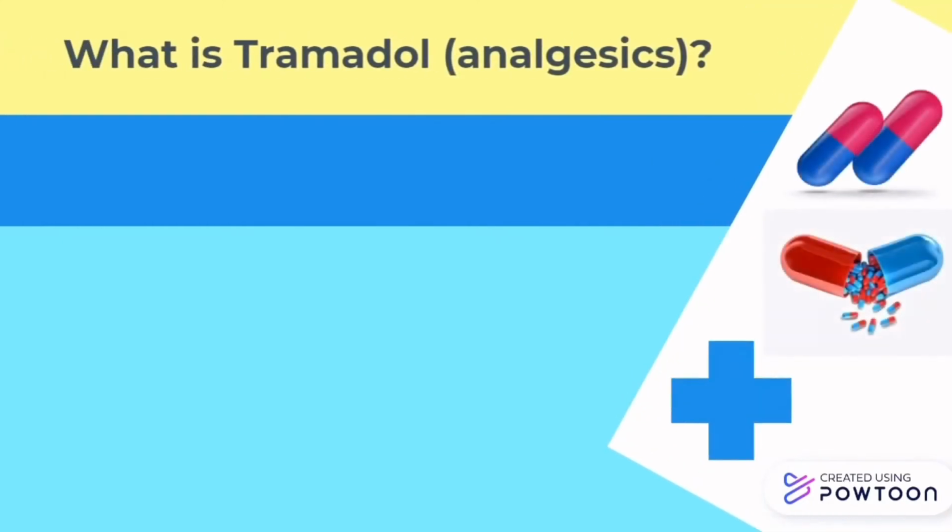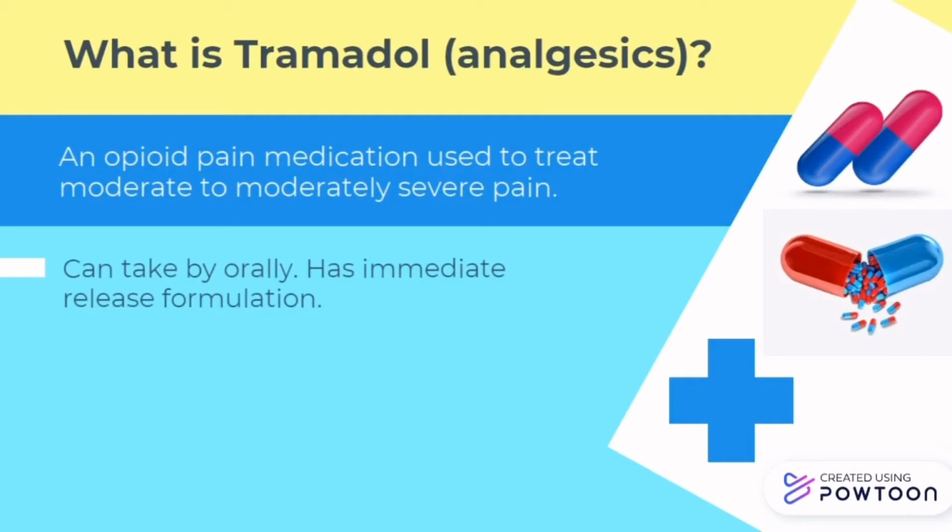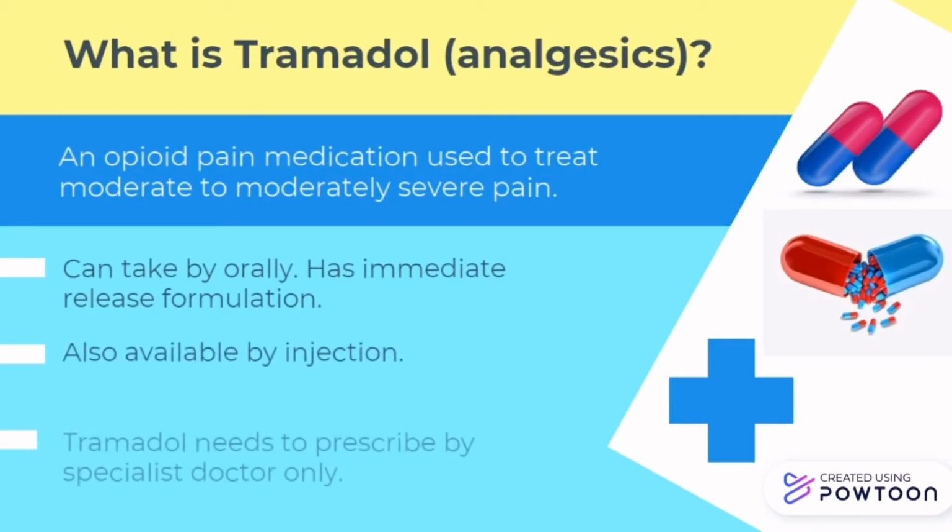So, what is Tramadol actually? Tramadol, which is an analgesic drug, is an opioid pain medication which is used to treat moderate to moderately severe pain. It can be taken orally and has an immediate release formulation. It is also available by injection and needs to be prescribed by a specialist doctor only.